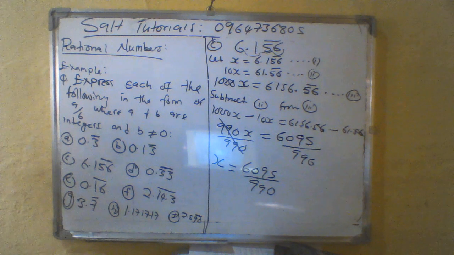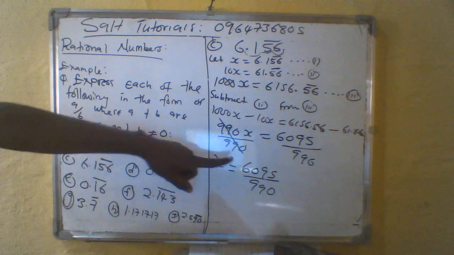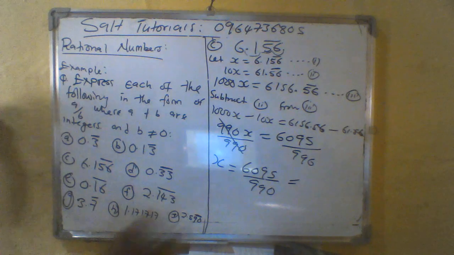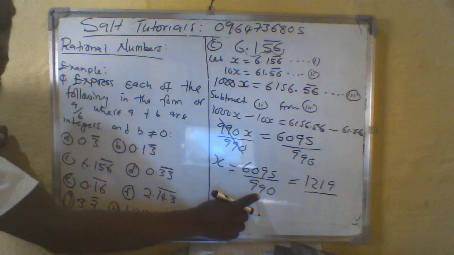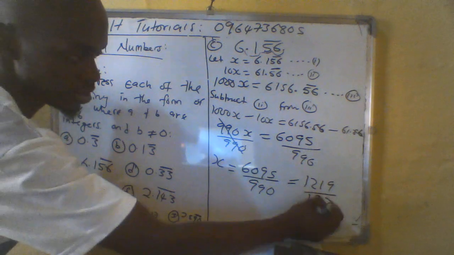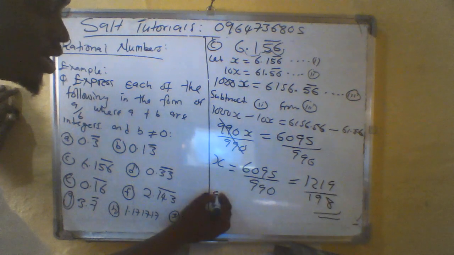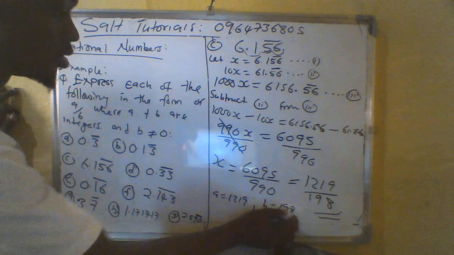I don't know if 5 can work out. I believe 5 can work out. 5 in there is 1, 5 in there is 2, 5 in there is 1, remainder 4. So if I use a 5 to break it down, I'm now going to end up with 1219 over 198, 5 in there is 1, 5 in there is 9, 5 in there should be 8. Try to confirm. So this is my x value, where a is equal to 1219 and b is equal to 198. And you are done.